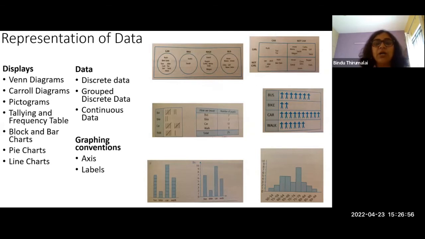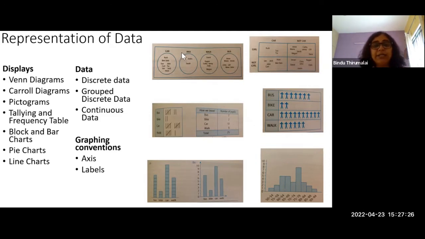These are actually two variables and a four cell table, where, if you see this diagram here, it asks students how they come to school. Do they come by car? Do they come by bus? Do they walk? Or do they come by bike? Sorry, cycle: by car, bike, walk, or bus.